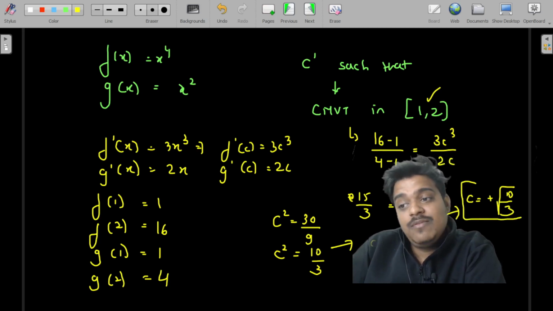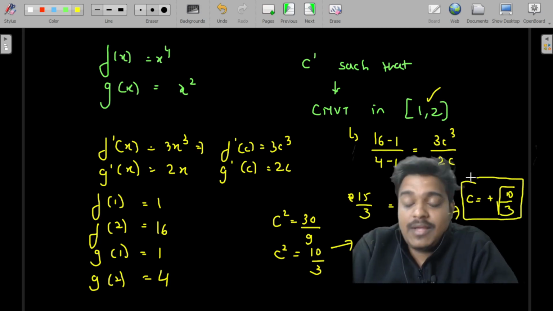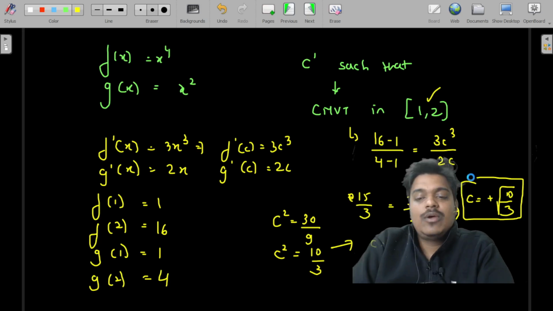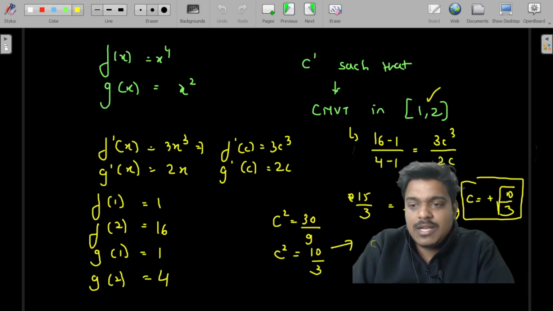So if such options are given in the examination, you will be confused about which c value to choose, and think the question is wrong. No, the question is not wrong. The question is very much appropriate, because you need to find the actual value of c that is lying within that range. So I hope Cauchy's mean value theorem is clear to you. Lagrange's mean value theorem is clear to you.